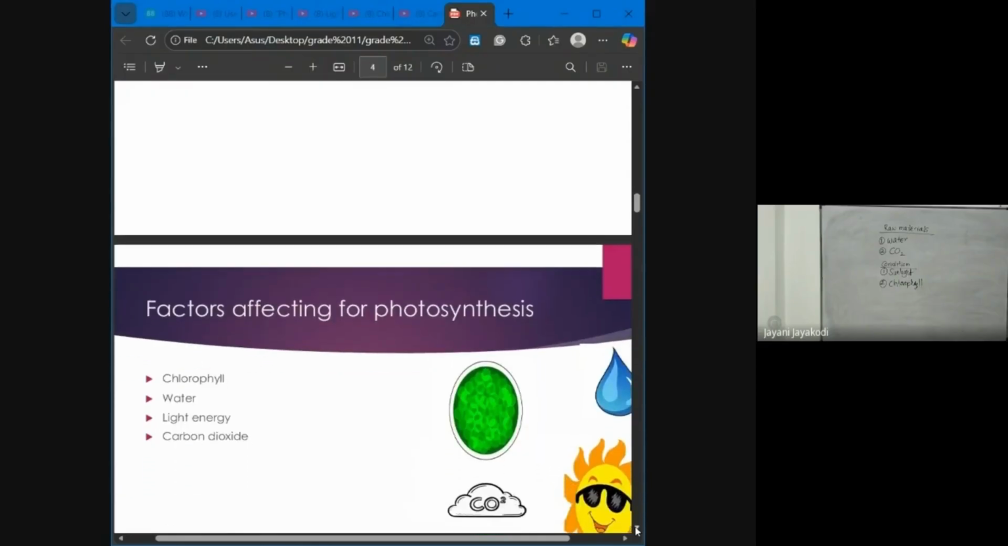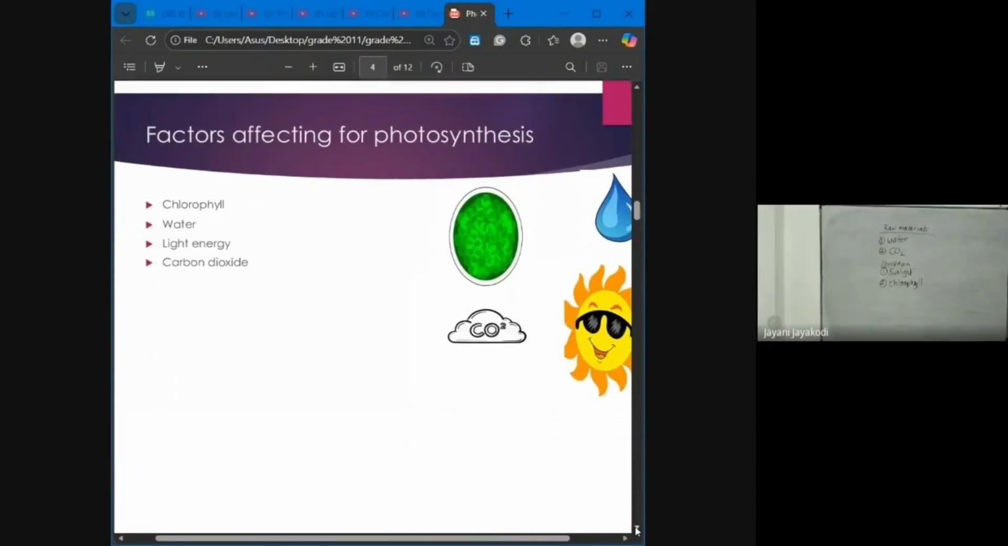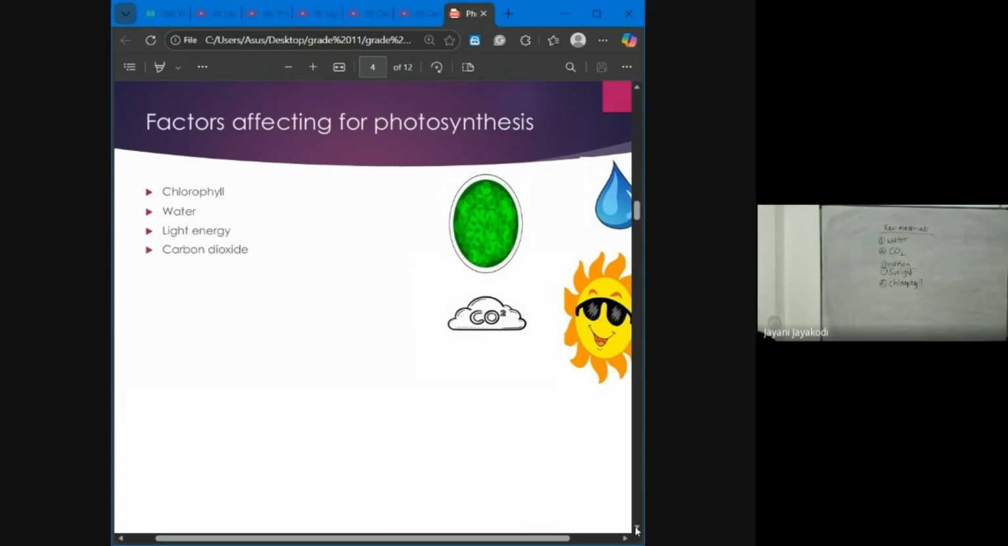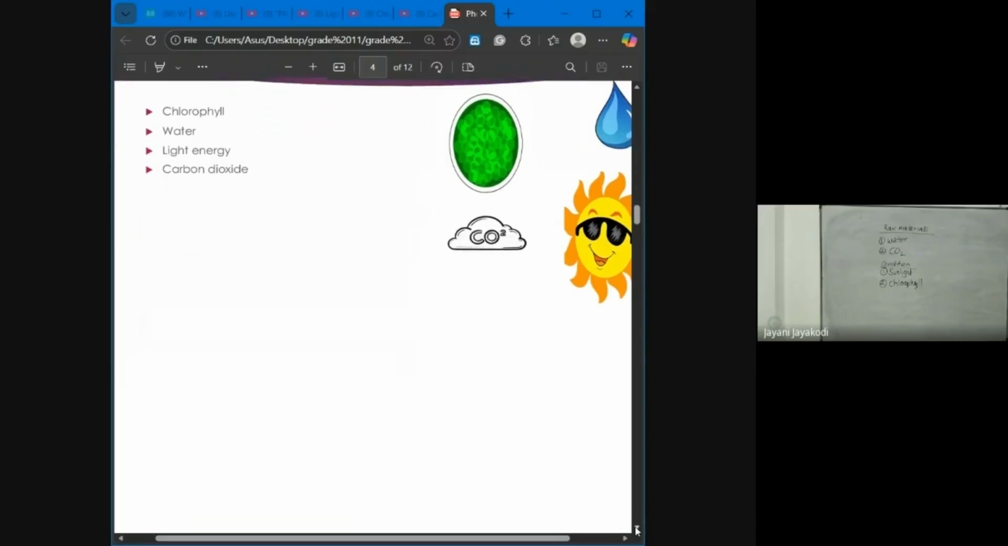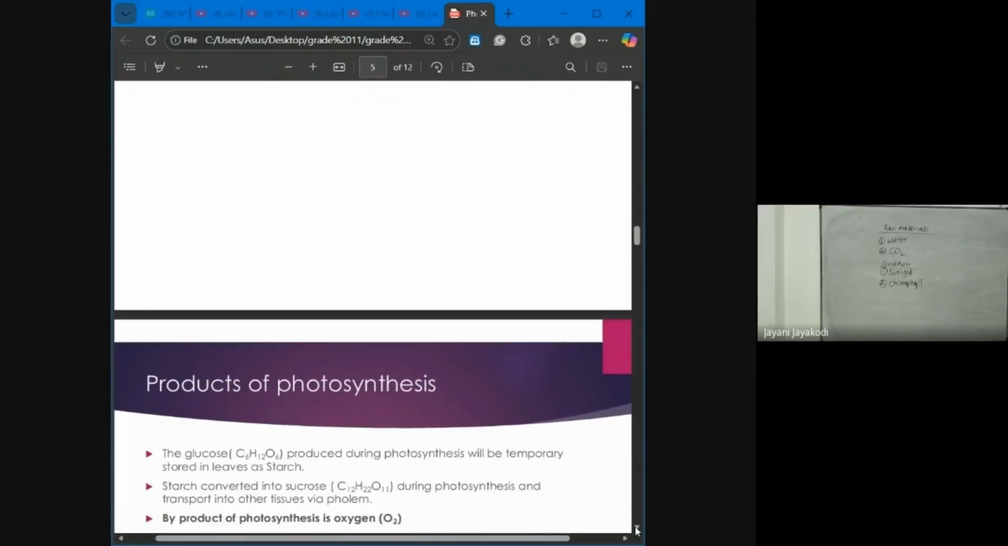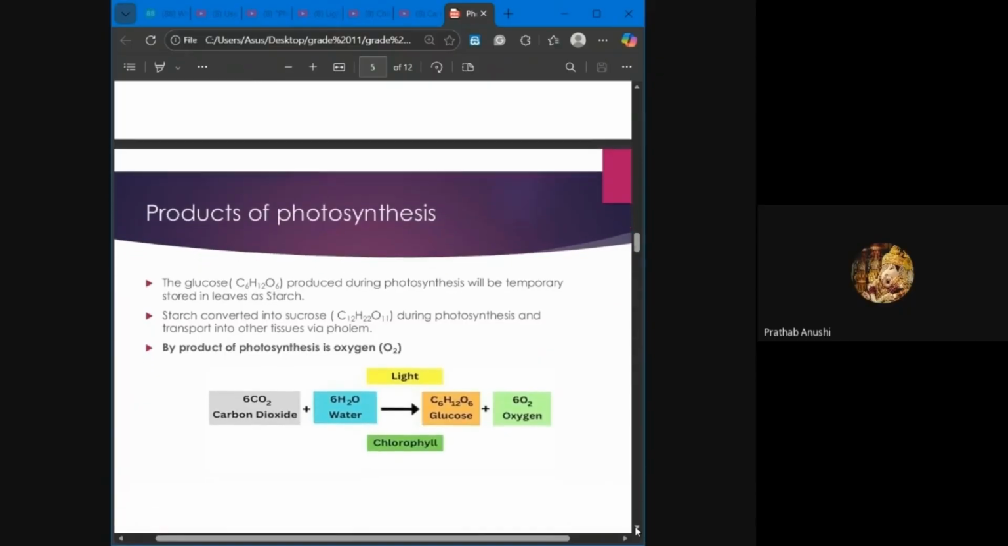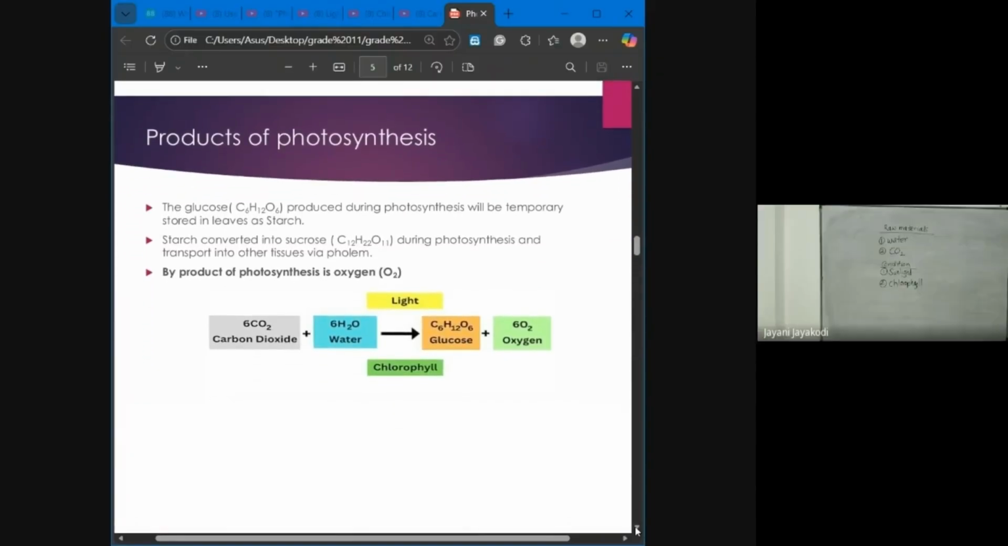Okay, so these are the factors affecting the chlorophyll, as you can see here clearly: chlorophyll, water, sunlight, carbon dioxide. Those are the things that you need. Okay, so here is the equation for photosynthesis. When you come to photosynthesis, I'm going to write here the photosynthesis equation.